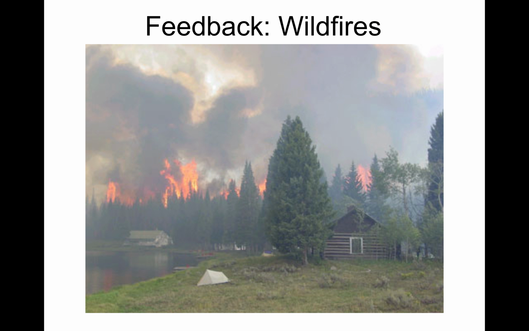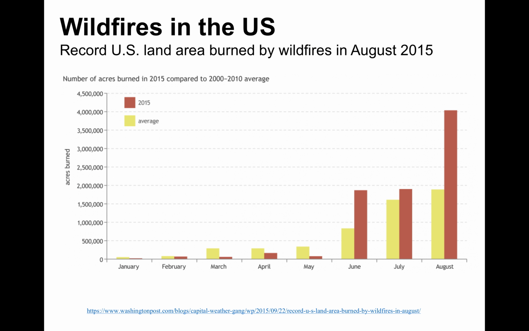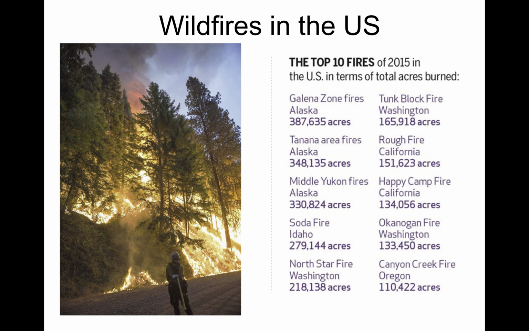Wildfires are another one. We see more and more wildfires across the country, particularly in the US. We've seen a huge increase in wildfires. So this is 2015. We had a significant amount of wildfires in the US. The yellow bars indicate the average number of wildfires. Usually in August, things start burning at their peak, and we see in 2015 everything was burning, particularly in the Pacific Northwest, California, and Alaska. This shows some of the major fires that hit Alaska in 2015.